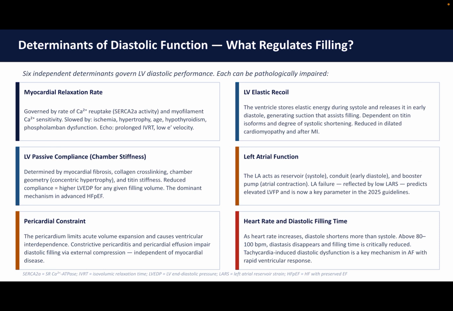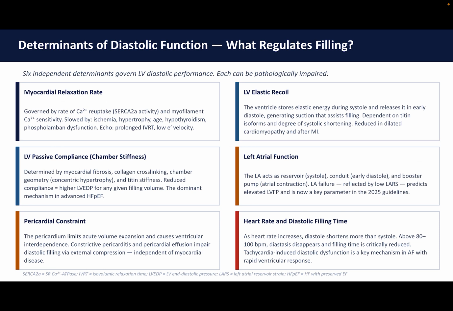Number 5, pericardial constraint, relevant in constrictive pericarditis and large effusions. External compression limits diastolic filling independently of myocardial disease. We'll come back to this when we discuss differentiation from restrictive cardiomyopathy.